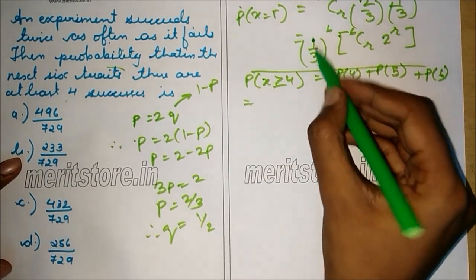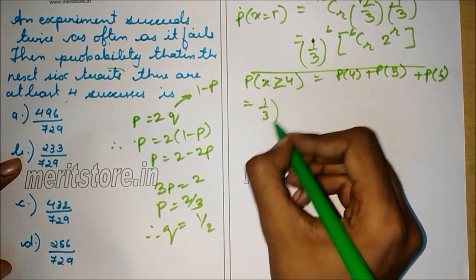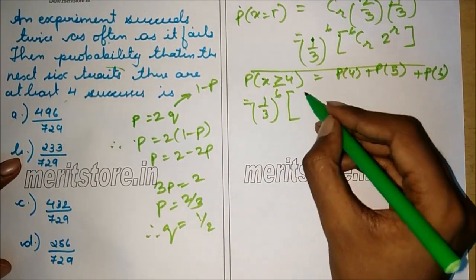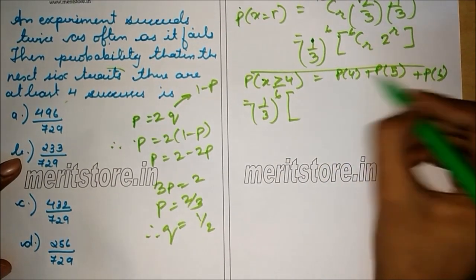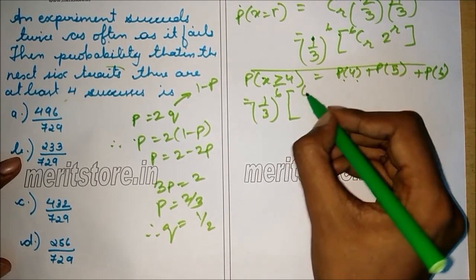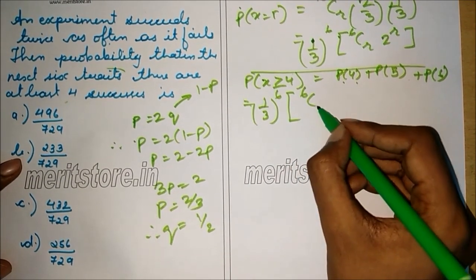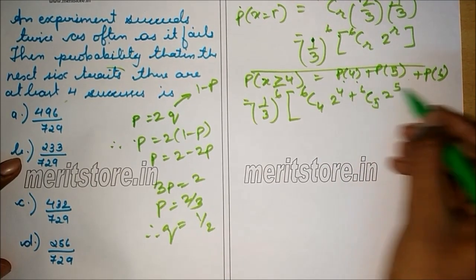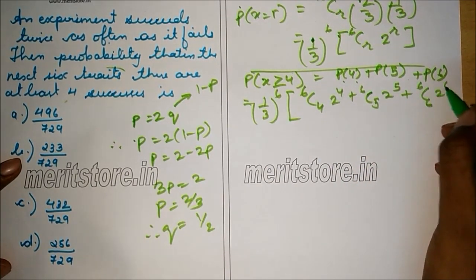So P of, we take (1/3)^6 common, so (1/3)^6 into, for these are the values of r, that is 4, 5 and 6 respectively. So we substitute the values, so this will be 6C4 2^4 plus 6C5 2^5 plus 6C6 2^6.